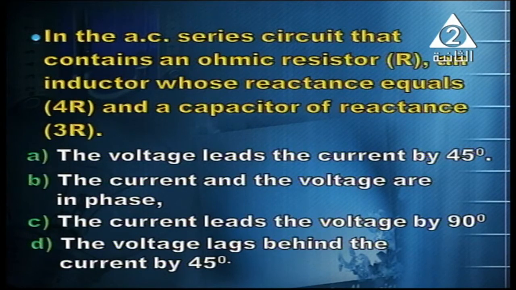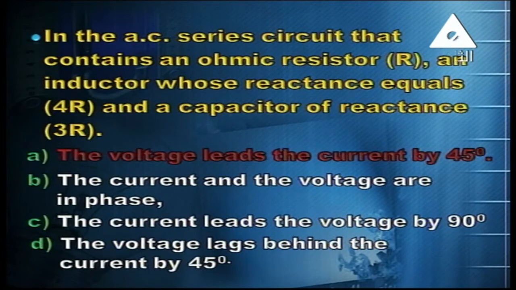Okay, how to do it? First of all, you need to know something here. XL equals 4R. XC equals 3R. So XL is greater than XC, so we expect the voltage to lead the current by an angle. We need to calculate the angle. Tan of the angle equals XL minus XC over R, 4R minus 3R is R, over R it will be 1. Tan of the angle equals 1, so it is 45. So the right choice is the voltage leads the current by 45.